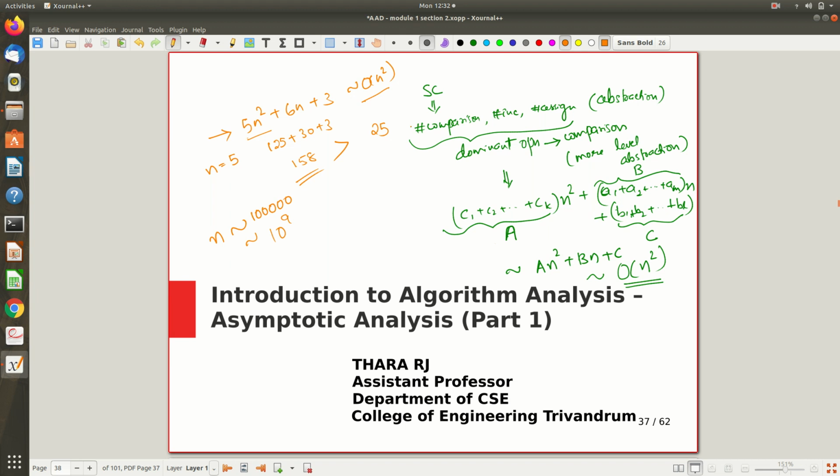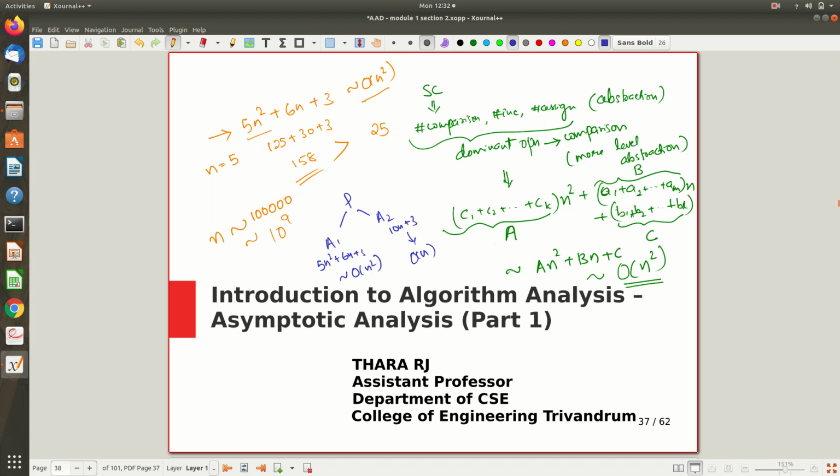So the same thing will happen with the other algorithm also. If you have, say, two algorithms for a given problem, this is algorithm 1 and this is algorithm 2. Algorithm 1 has a running time like 5n square plus 6n plus 3, so that you will round off to order of n square, right? And algorithm 2 has a running time like 10n plus 3. So you can say this is order of n.